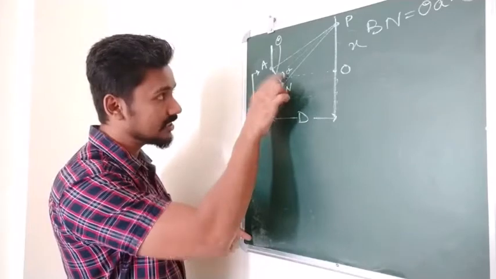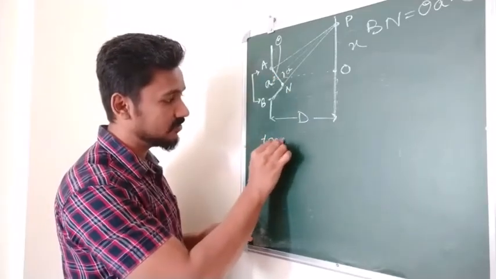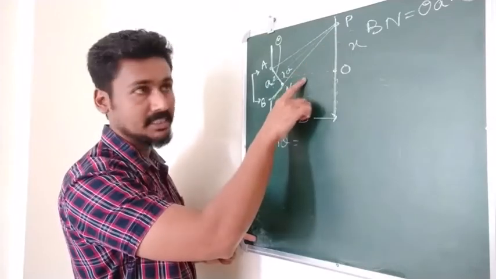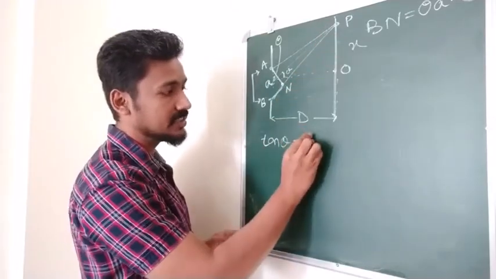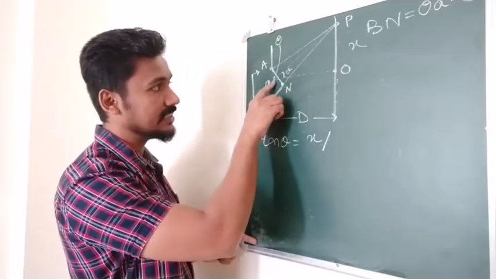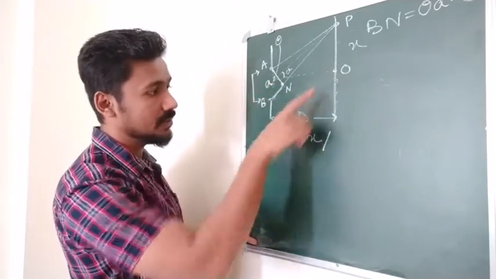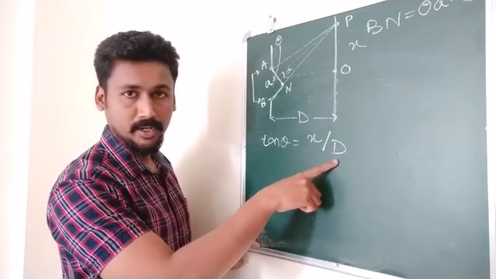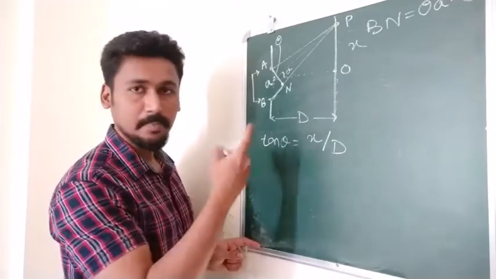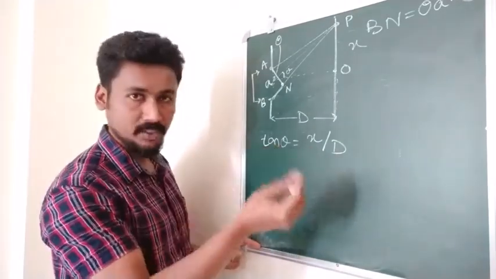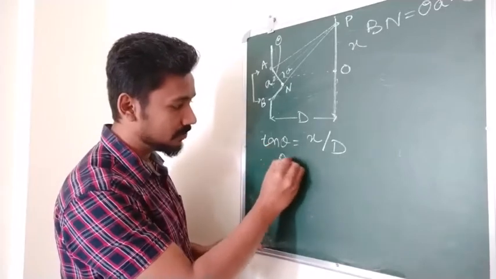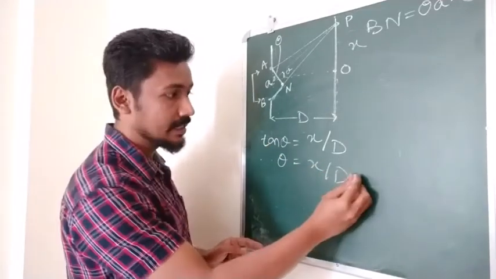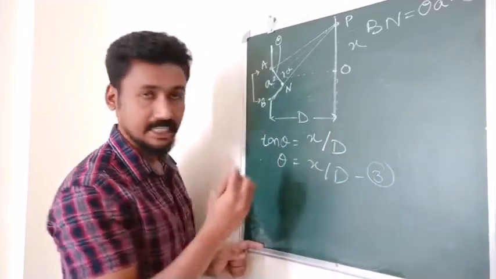Okay. So for this theta, I will take the tan of theta. Tan of theta will be opposite upon adjacent. What is opposite? OP, which is X, upon what is adjacent? Adjacent is this BO, which is nothing but capital D. So you can say tan of theta is X upon D. But once again, theta being very small, tan of theta will be approximately theta. So this equation will become theta is equal to X by D. Correct? Let us call this equation number 3.